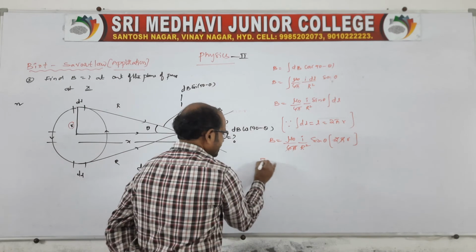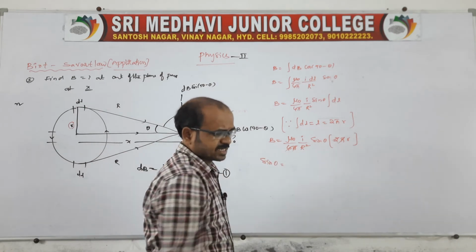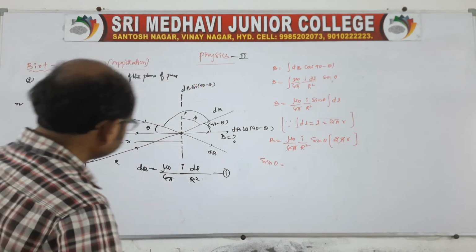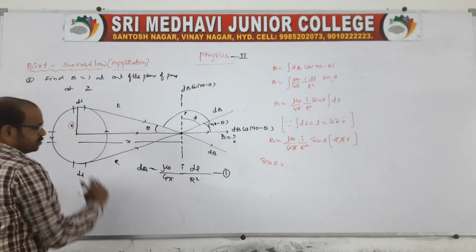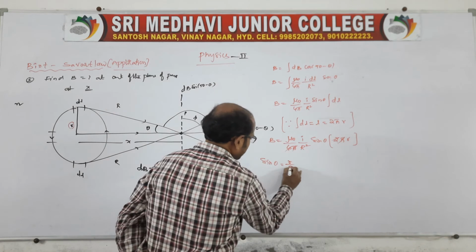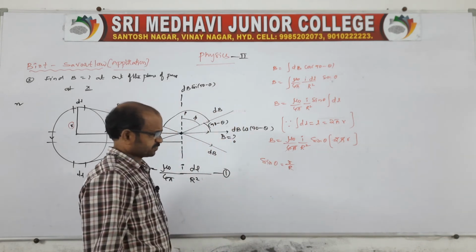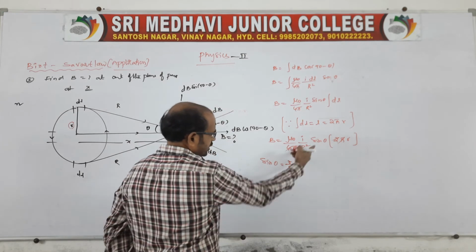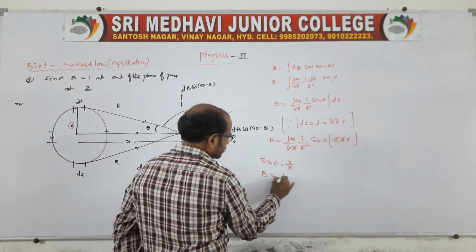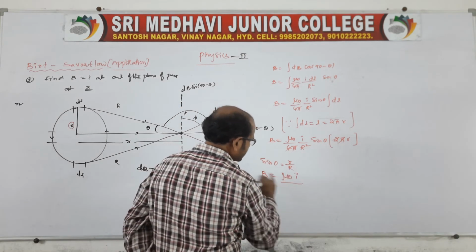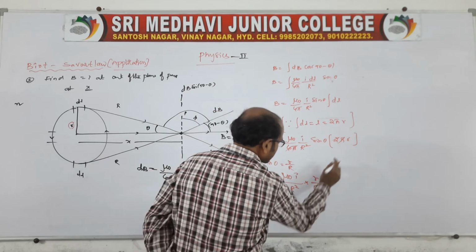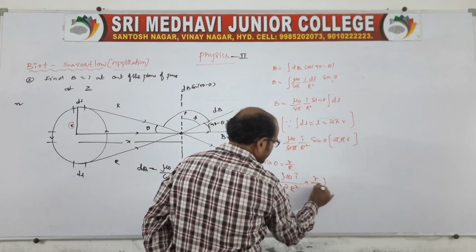But we don't know sin theta. Let's get sin theta. See, sin theta is nothing but opposite by hypotenuse, small r by capital R. Therefore here you write B is equal to mu naught I by 2 r square into sin theta, small r by capital R. Again one more r is there, better you write here into r.